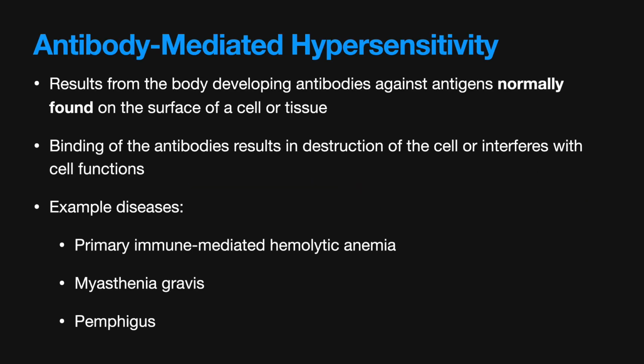Next, we have antibody-mediated hypersensitivity or type 2 hypersensitivity. Antibody-mediated hypersensitivity results from a body developing antibodies against antigens that are normally found on the surface or cell of a tissue. Binding of the antibodies results in destruction of that cell or interferes with cell functions. Examples of this include primary immune-mediated hemolytic anemia, myasthenia gravis, and pemphigus.